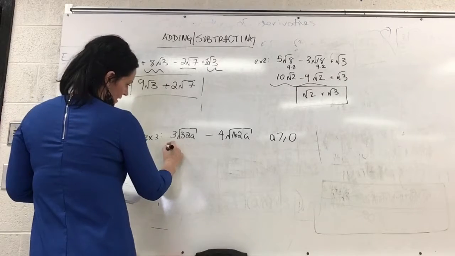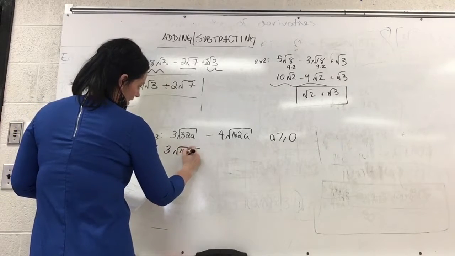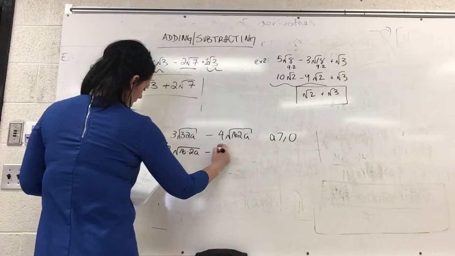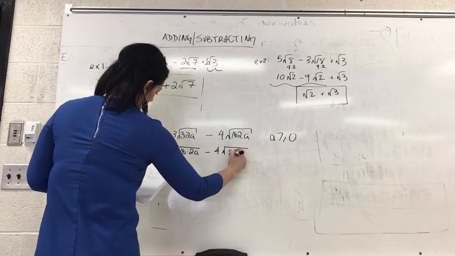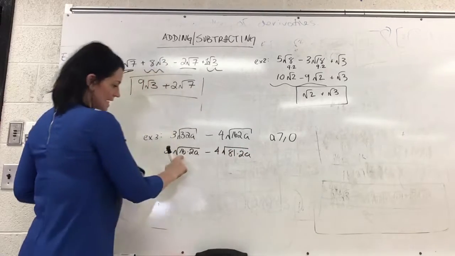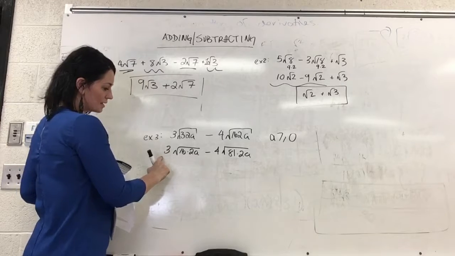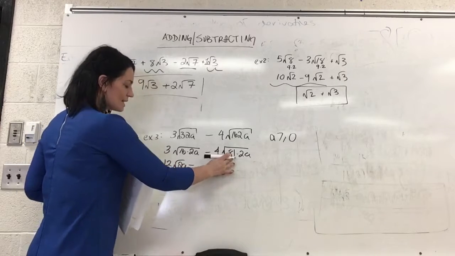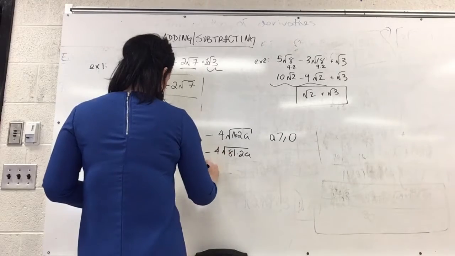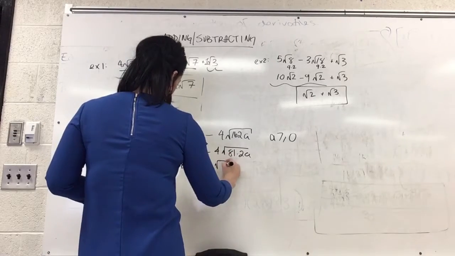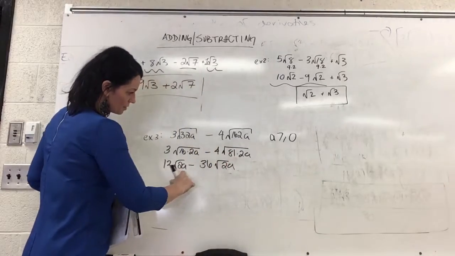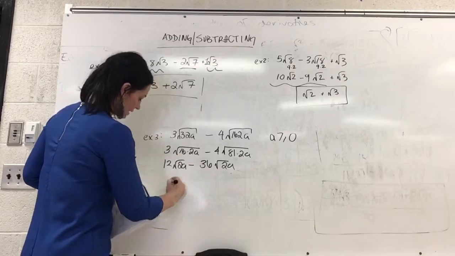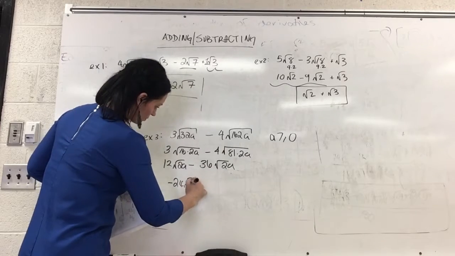So this can be written like 16 times 2a, and this can be written like 81 times 2a. So I can take the 16 out, it's going to be a 4 times 3, so I have 12 root 2a minus, so that taken out is going to be a 9, so 36 root 2a, and 12 root 2a minus 36 root 2a is minus 24 root 2a.